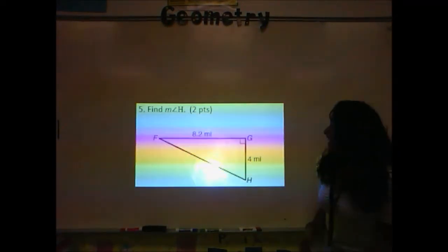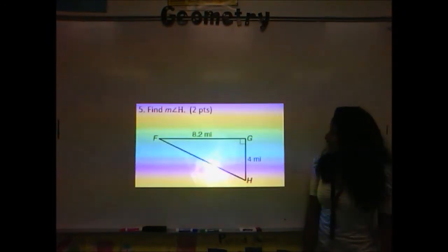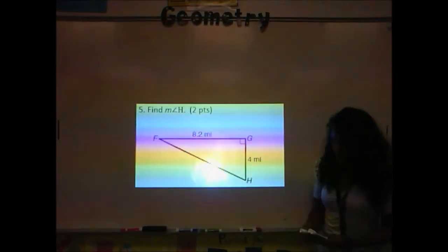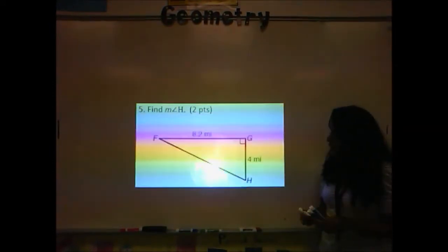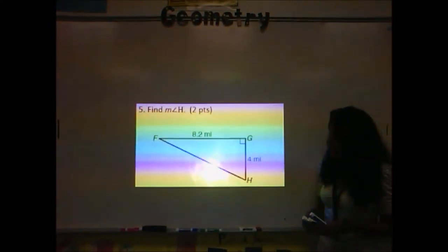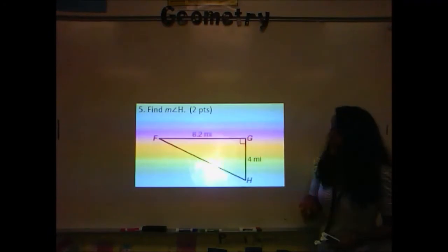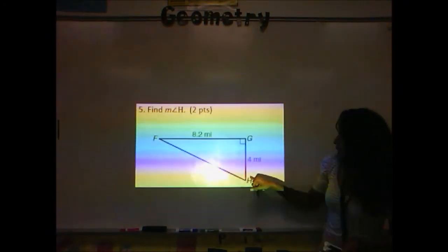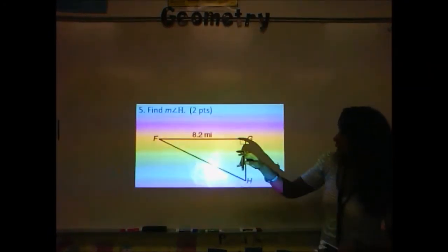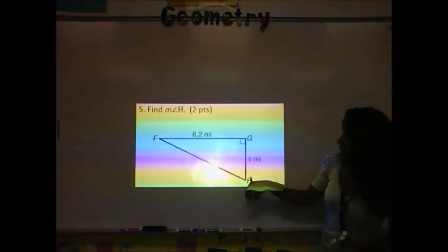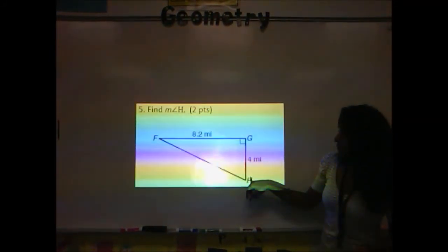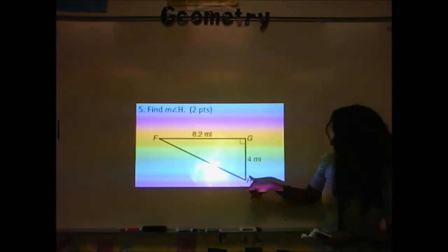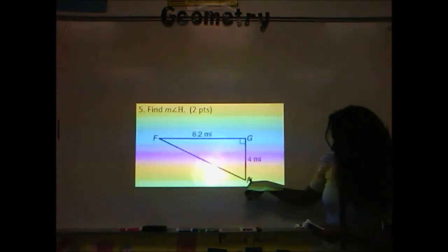So we're going to find the measure of angle H. H is right here. What do we want to use to find H? Something smart. Well, let's look at what we have. What is FG? Is FG the opposite from H, the hypotenuse, or adjacent? Adjacent. Oh, FG? Oh, the opposite.